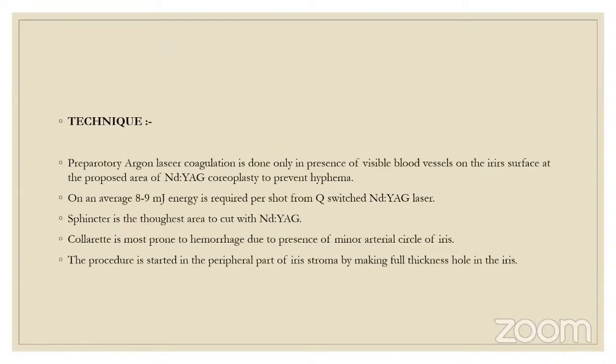In the technique, argon laser coagulation is done only in the presence of a visible blood vessel on the iris surface at the proposed area of Nd:YAG iridoplasty, to prevent hyphema. On average, 8 to 9 millijoule energy is required per shot from the Q-switched Nd:YAG laser. The sphincter is the easiest area to cut, and the collarette is most prone to hemorrhage due to presence of the minor arterial circle of the iris. The procedure is started in the peripheral part of the iris stroma by making a full thickness hole in the iris.